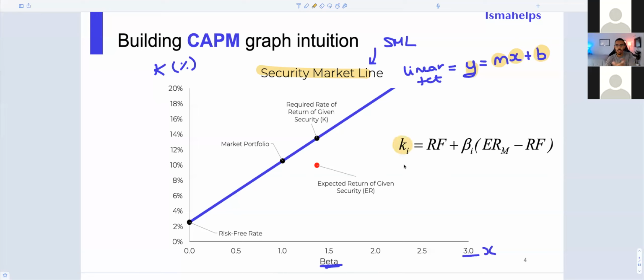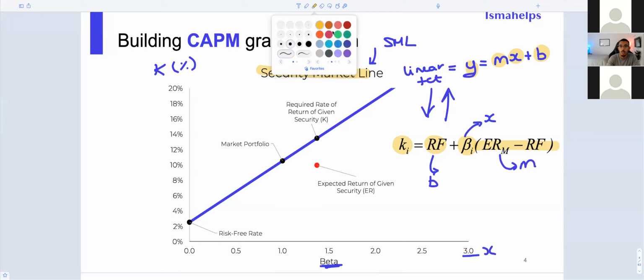What's awesome is that I drew it right here, our CAPM formula is also a linear function. Our CAPM formula also represents y equals mx plus b, just written in a different way. If you look at this right here, RF is going to be our intercept, our b. Beta right here is going to be our x. And then ERM minus RF, our market risk premium, is going to be our slope, our m.